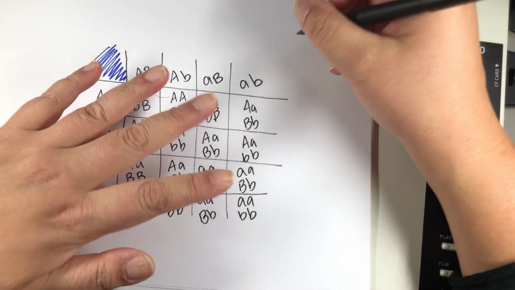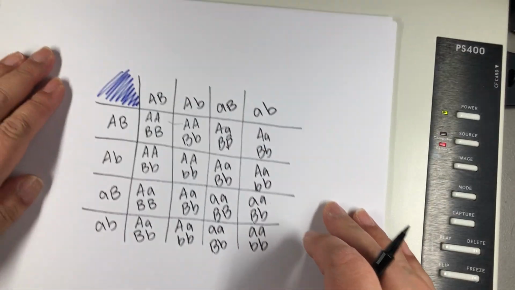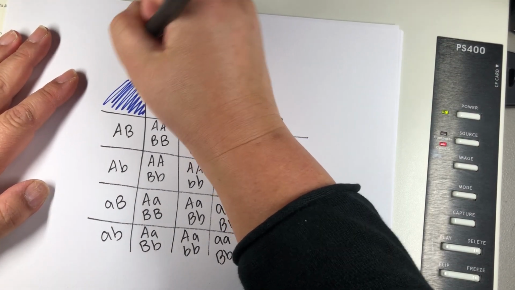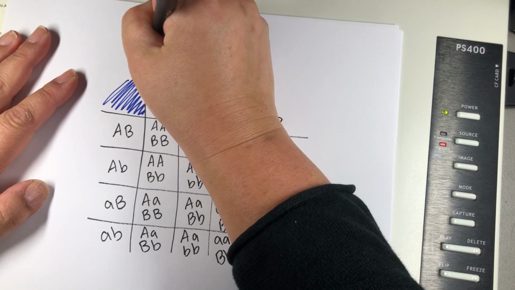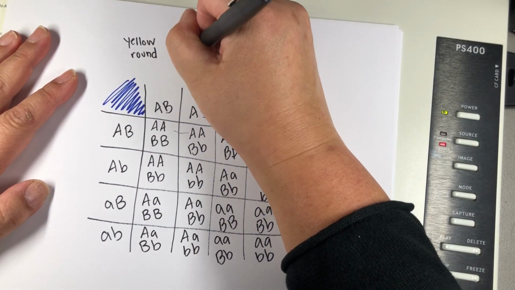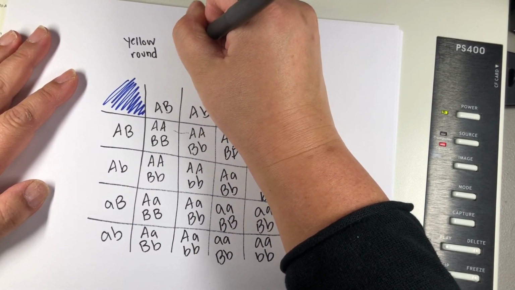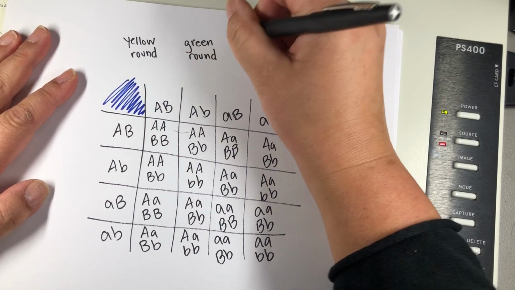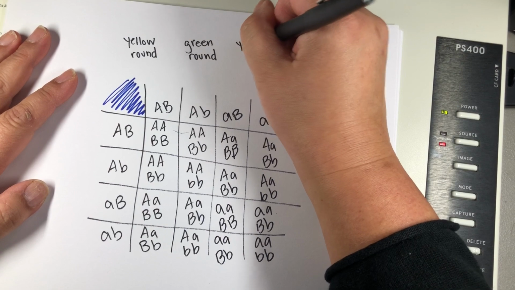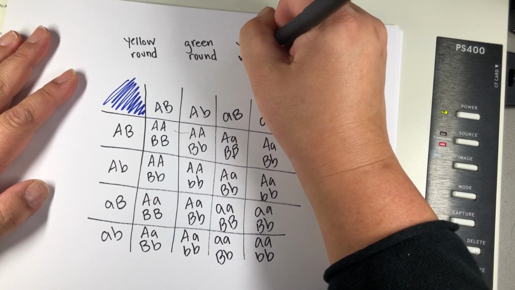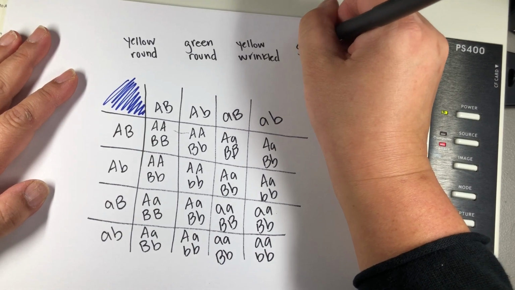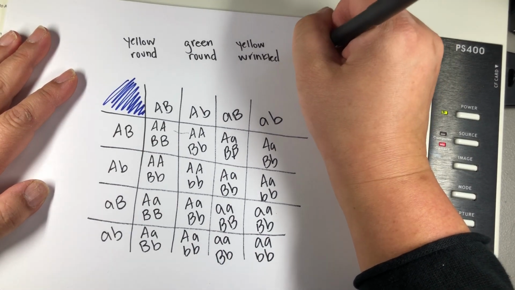We can have yellow, round. We can have green, round. We can have yellow, wrinkled, and then we can have green, wrinkled.